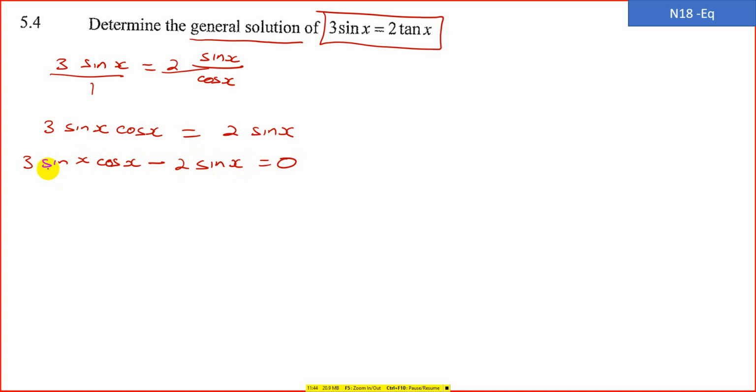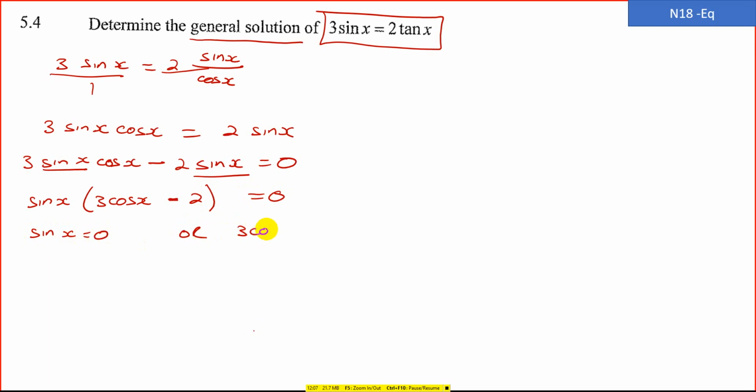And we're going to pull out a common factor. We have sine x that's common. And that gives me sine x times 3 cos x minus 2, which is equal to 0. I'm now going to split up the factors. And the first one is to say sine x is equal to 0, or 3 cos x minus 2 is equal to 0. And I'm going to take the minus 2 on the other side, giving me a plus 2. And then I'm going to divide both sides by 3. And we end up with 2 over 3.